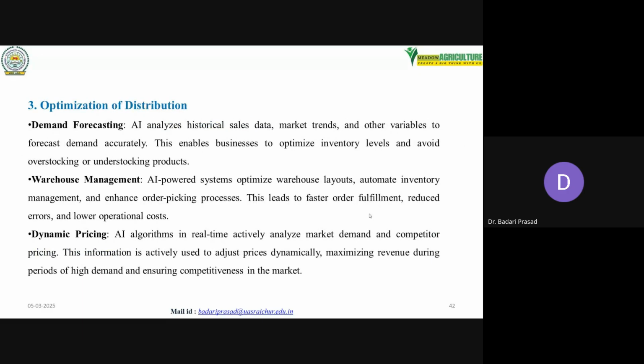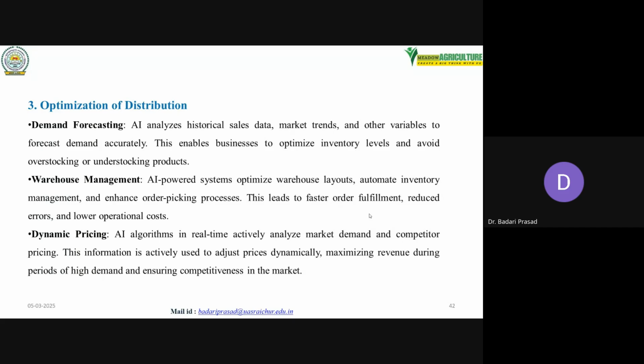So, optimization of distribution. Here, demand forecasting. Artificial intelligence analyzes historical sales data, market trends, and other variables to forecast demand accurately. This enables businesses to optimize inventory levels and avoid overstocking and understocking of products.